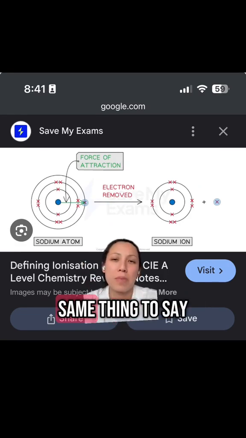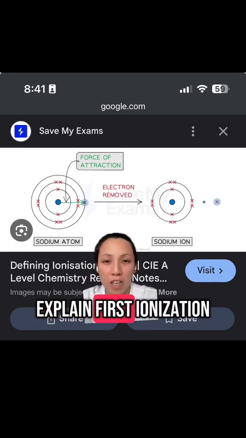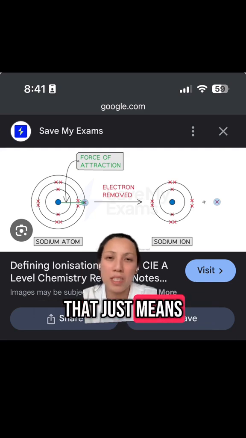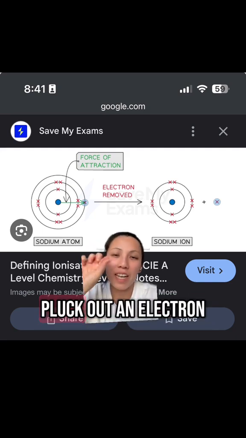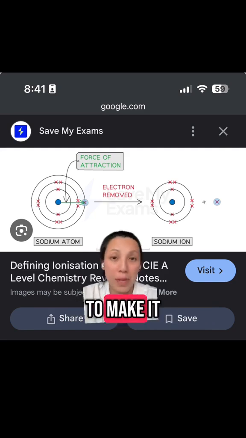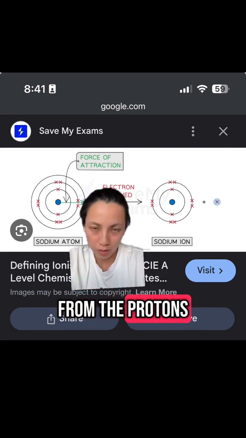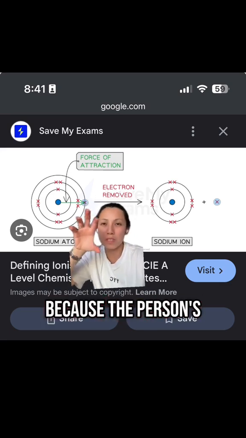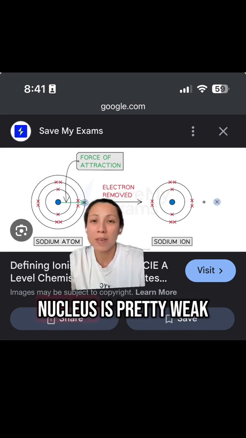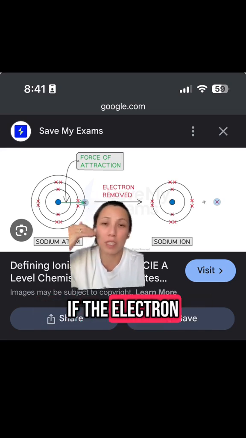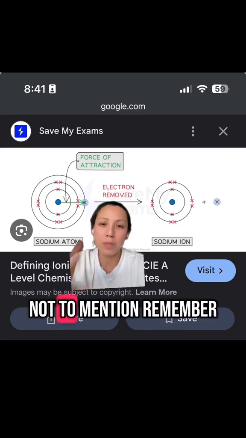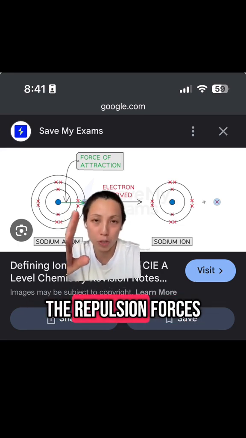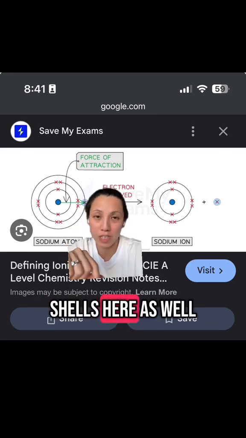Okay, let's use the same thing to explain first ionization energy. That just means how much energy is required to pluck out an electron from an atom to make it an ion. The further it is from the protons, the easier it is to happen. Why? Because the proton's ability to pull it towards the nucleus is pretty weak if the electron is really, really far away. Not to mention, remember, you're still fighting the repulsion forces from the inner shells here as well.